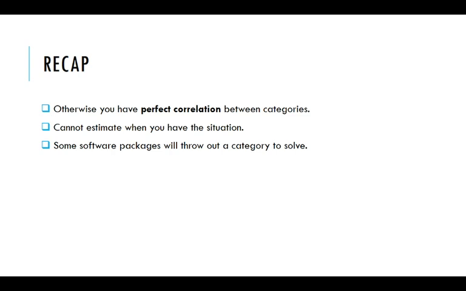Now, some software packages will throw out a category to solve the problem for you. So some software packages are smart enough to know, okay, wait a minute, we can't have both of these variables. We're going to throw one out. But it's better for you just to remember this idea of the dummy variable trap and set it up yourself. Set it up the way you want it. Set it up the way that it's going to make the most sense for your particular study.